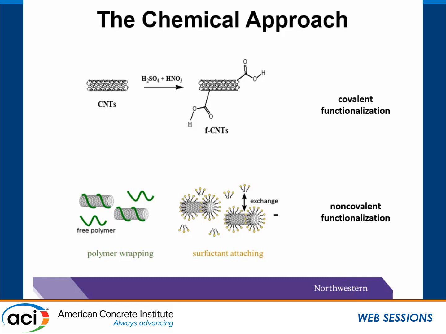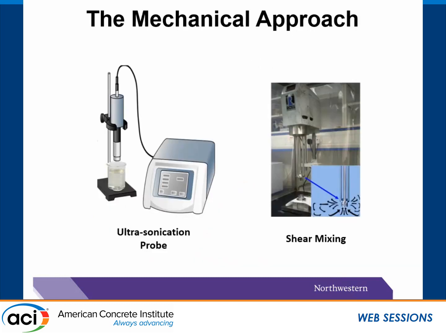This method is based on physical interactions, where the tube surface can be modified by adsorption or wrapping of surfactants, polymers, or biomolecules. A conventional shear mixing used for cement material couldn't provide enough shear energy to separate the CNT agglomerations. So several mechanical agitation methods were used in different studies to provide large shear forces in order to mechanically separate CNTs from each other.